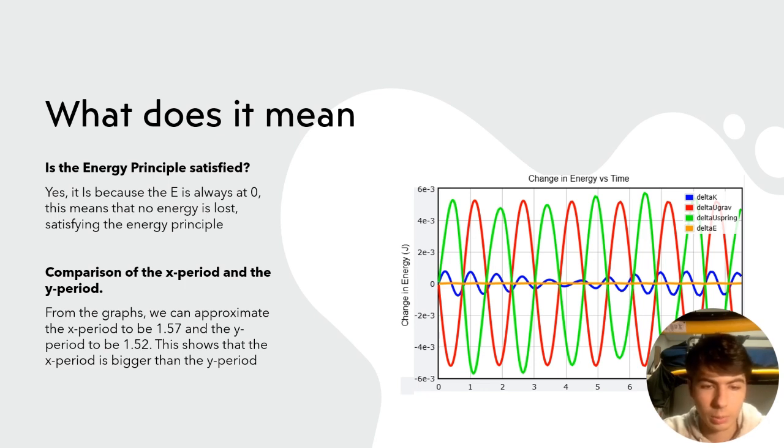Comparison of the X period and the Y period. From the graphs in Tracker, we can approximate the X period to be 1.57 and the Y period to be 1.52. This shows that the X period is slightly bigger than the Y period, but they're still both very close to each other.